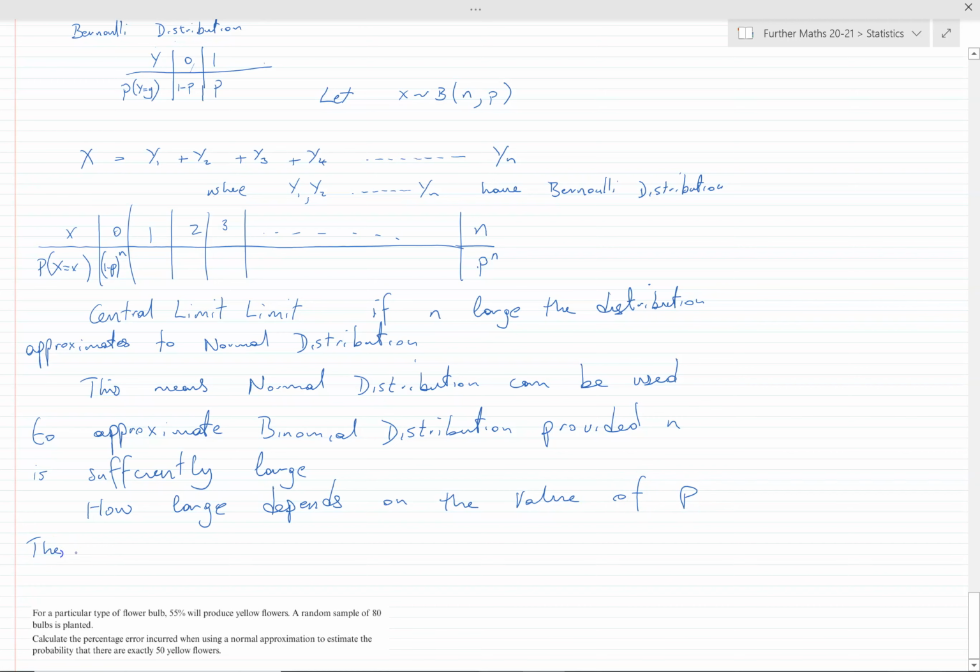The closer p is to 0.5, the smaller n needs to be. Okay, so the closer, and e.g. n equals 20, p equals 0.5 is good.